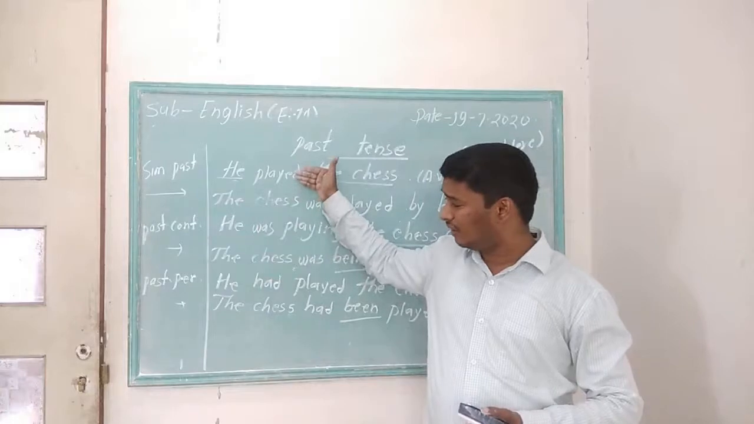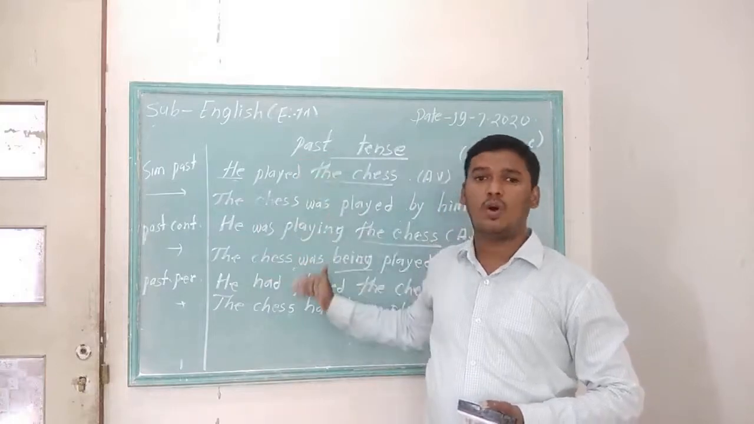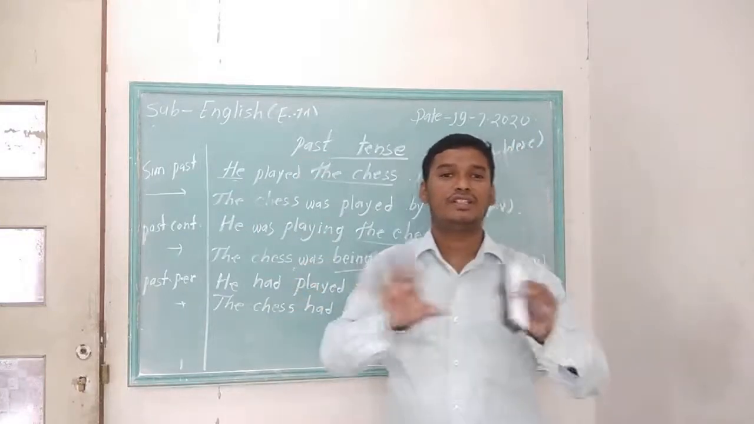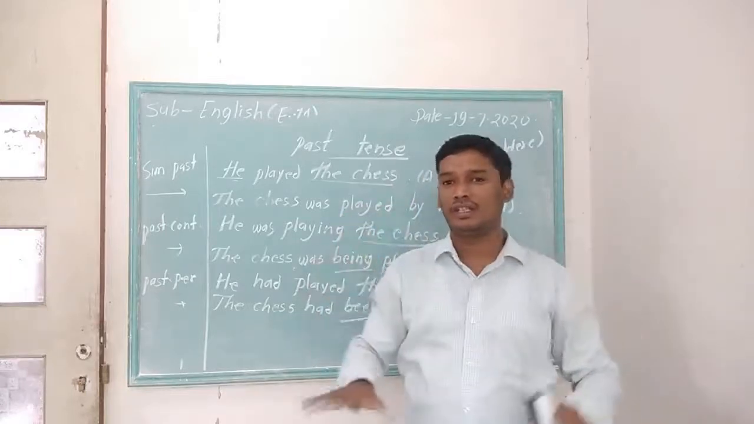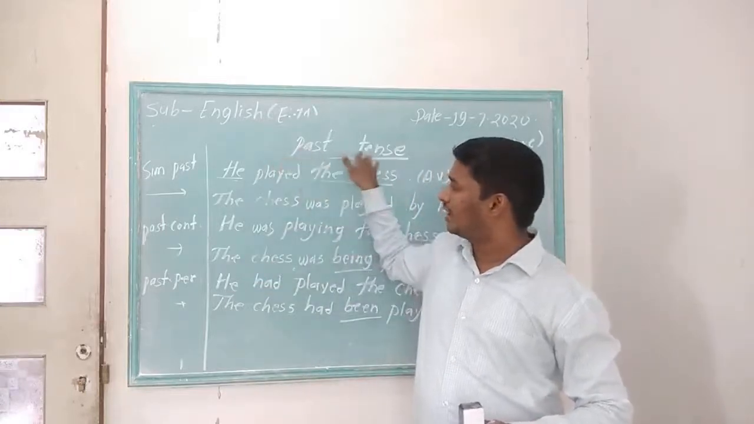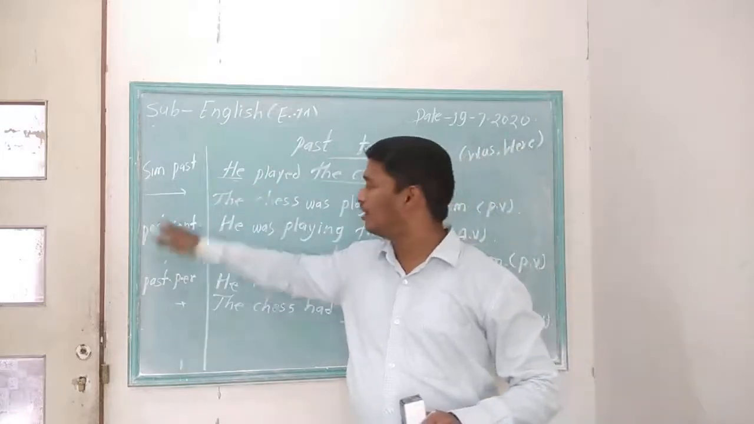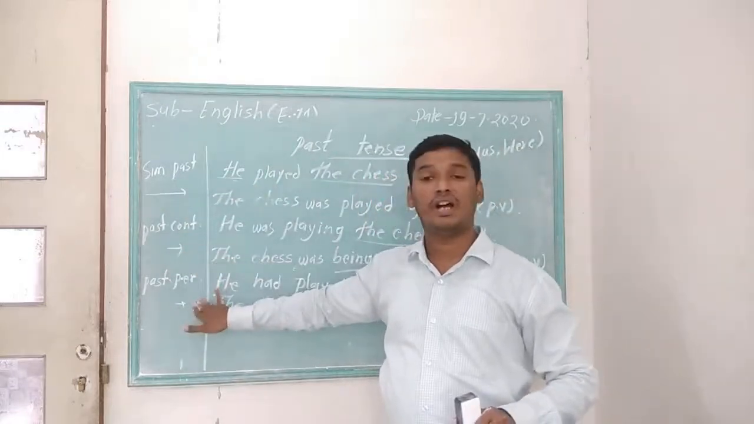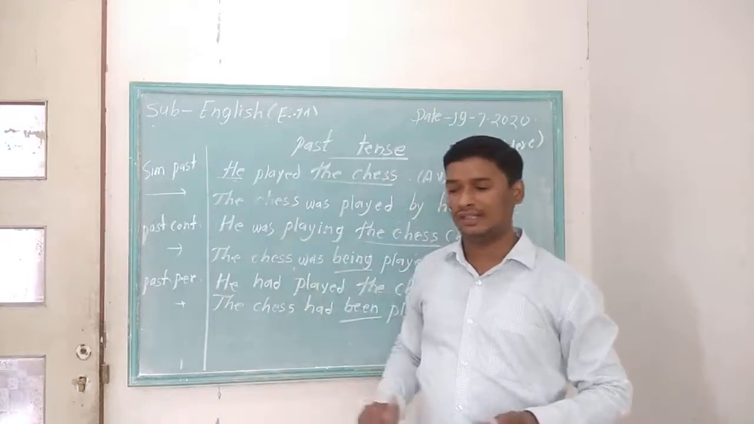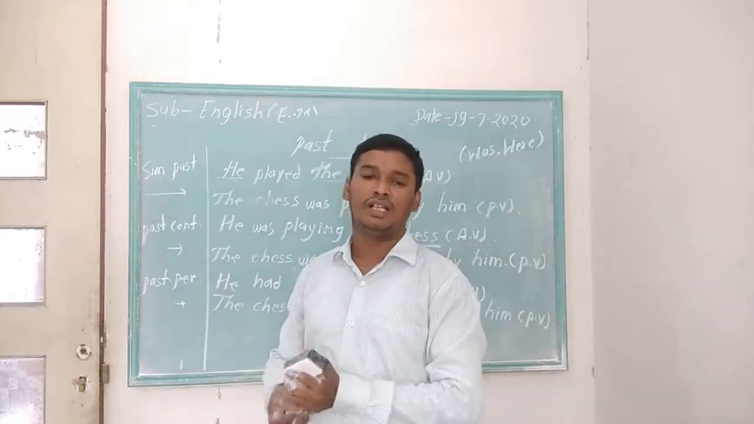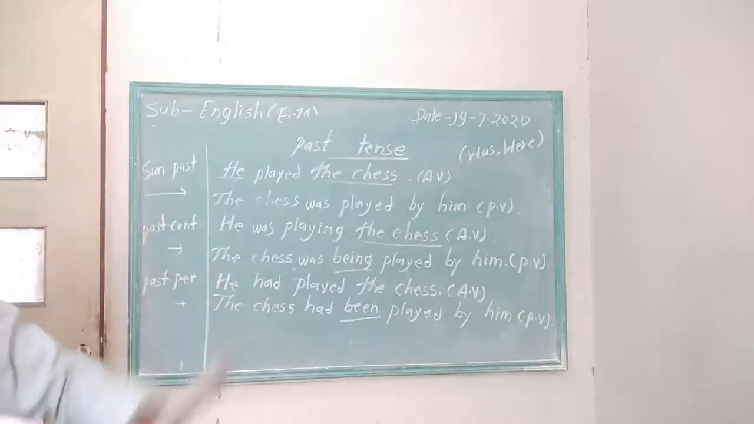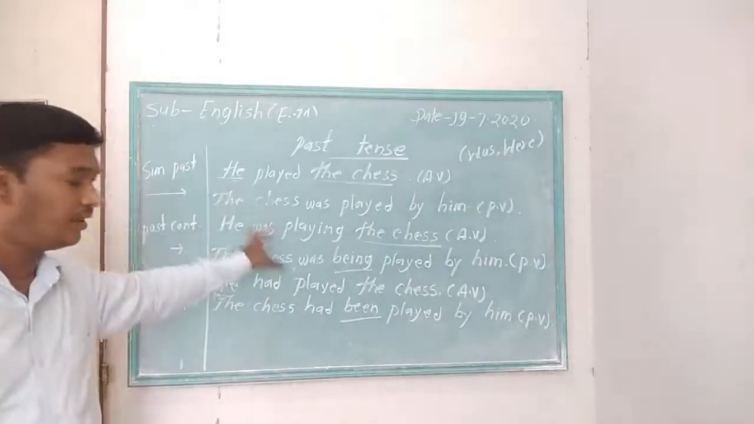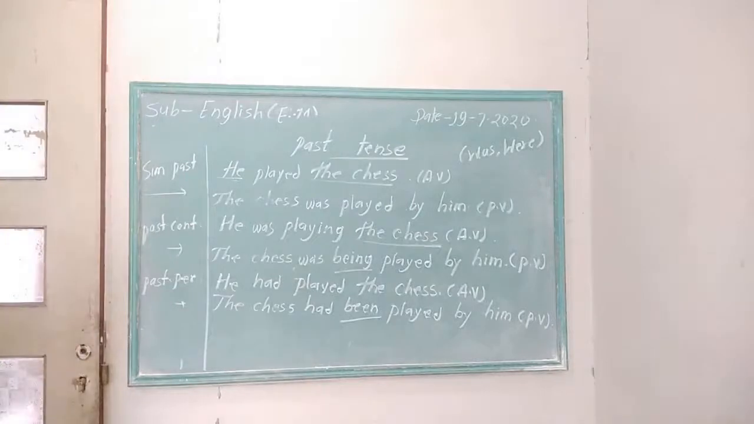Now you write all these sentences. Don't make corrections in previous sentences as I did. Write the whole sentences again. In the margin, mention simple past, past continuous, past perfect, and write all these sentences. Then I take future tense. After this tense, take these three sentences.